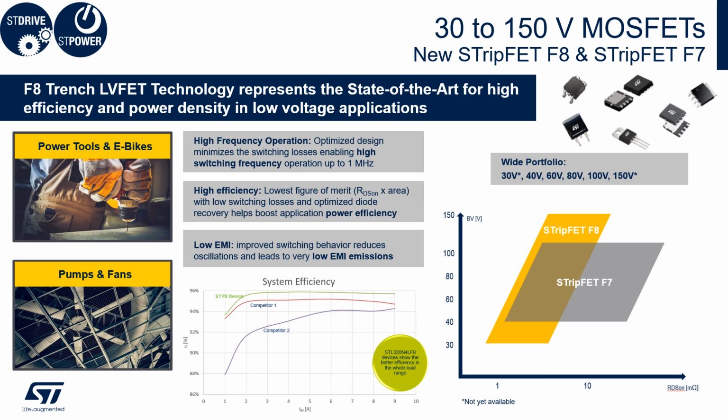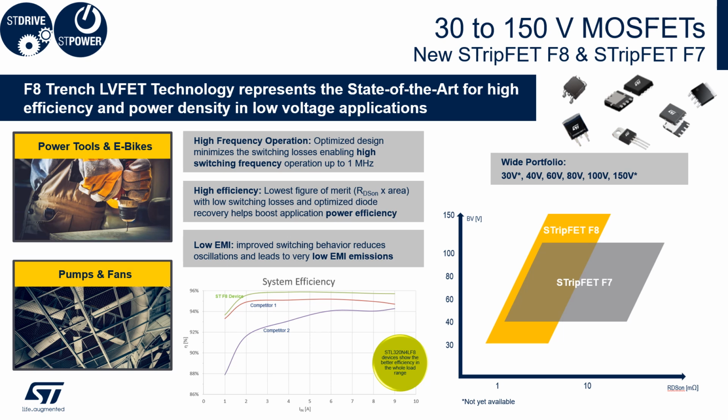If we look on the right hand side, we can see where each family finds its application. The F8 family goes from 30 to 150 volt with a max RDS(on) of 10 milliohm for the whole family. Whereas the F7 family has a voltage range from 40 to 100 volt and offers a higher RDS(on). All the families are available in the common housings such as PowerFLAT, DPAK, D2PAK, SOT and many more.